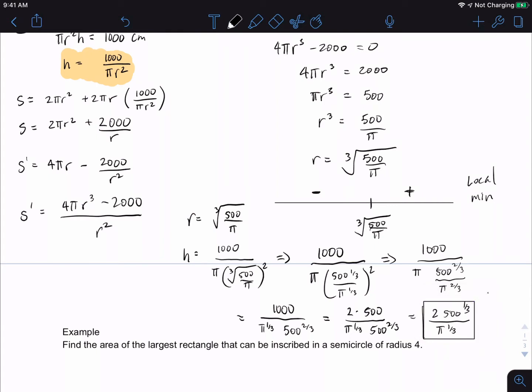Okay, does that make sense, guys? It's just power rules, right? But now we have our two answers. There's our height. There is our radius. So we're good to go. We were able to optimize the can.